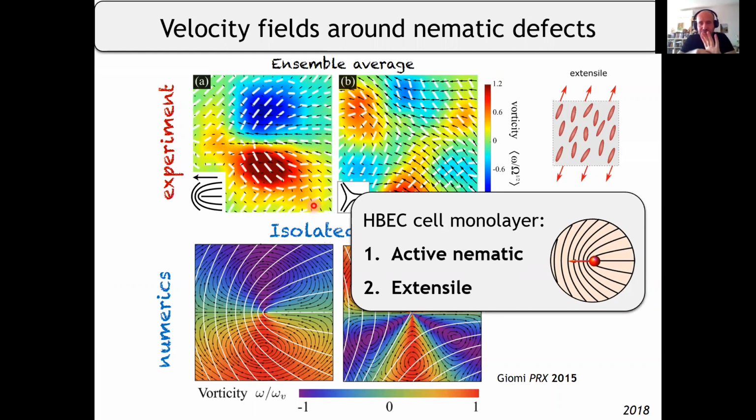It's very nontrivial, because if you remember, I told you that cells actually behave as single units, as contractile units. But as a system, and this is not the only evidence, it also comes from some other places, we find many systems in which cells, contractile cells as single cells, behave collectively as extensile particles, as extensile nematics. So HBEC cells are active, nematic, and extensile. This is the conclusion of this one.